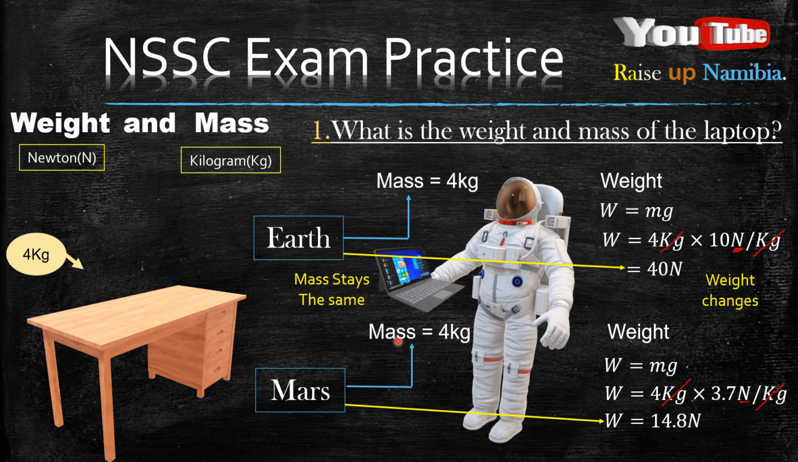How do we know that? Because the 4 kg that was on Earth is still the same mass which is on Mars, the same 4 kg. While if you check the weight on Earth, it's 40 newtons, but when you check the weight on Mars, it's 14.8. Okay?